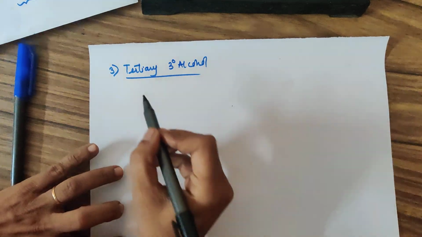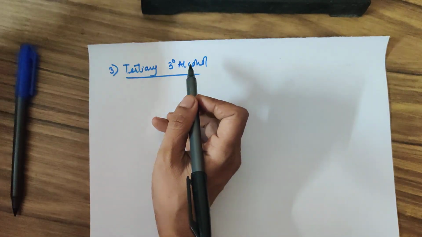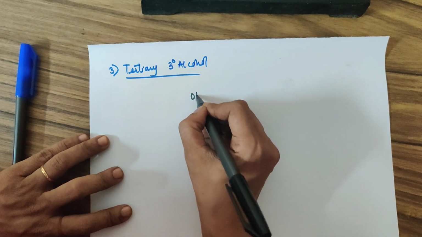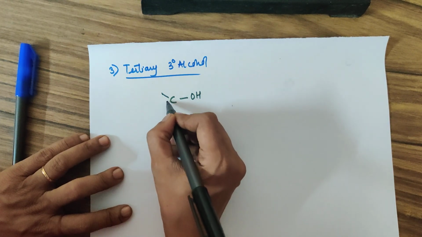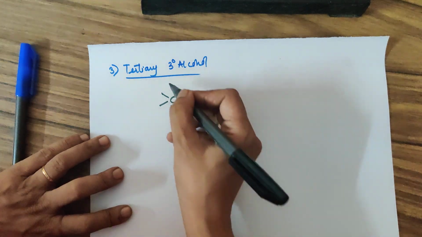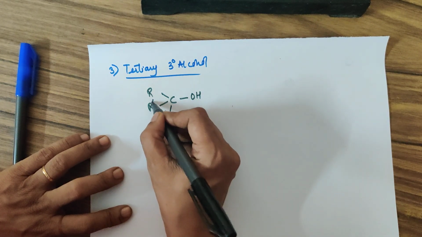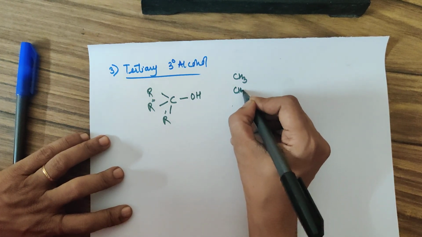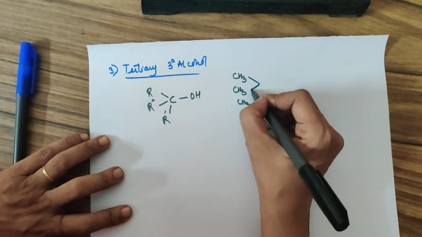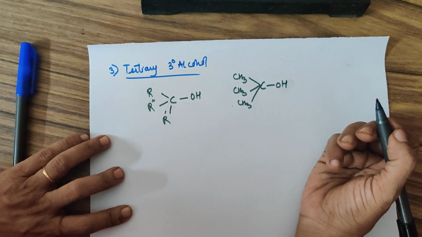Moving on to the next, tertiary or a 3 degree alcohol. Under this category, we have the OH group attached to a carbon which should be sp3, meaning it should have 4 sigma bonds and all the 3 should have R groups. They can be the same, they can be different also. I'll take specific examples now. I have a compound like this. This would fall under the category of 3 degree alcohol.